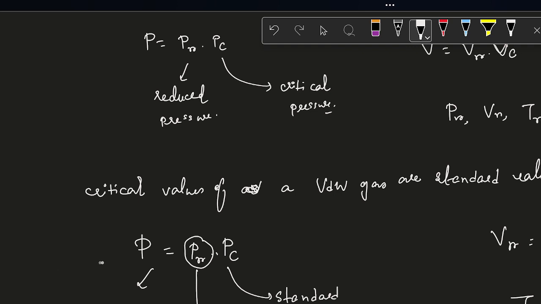In any case we have to write the equation of state connecting all these three variables, and P_C, V_C and T_C are constants. So just like we can write the van der Waals equation of state in P, V and T, similarly we can represent the equation of state in an equivalent format, just with P_R, V_R and T_R instead of P, V and T. That will not change the physics of the equation of state, because P, V and T are variables, and P_R, V_R and T_R are also variables.